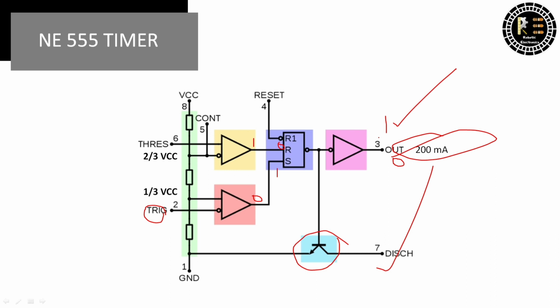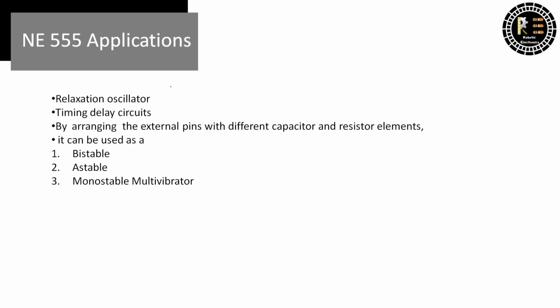Now let us move on to the applications. The 555 timer circuit is used as a relaxation oscillator and in many timing delay circuits. Starting from toys, mixers, and some gadgets, and even in aeroplanes, 555 timers are being used.